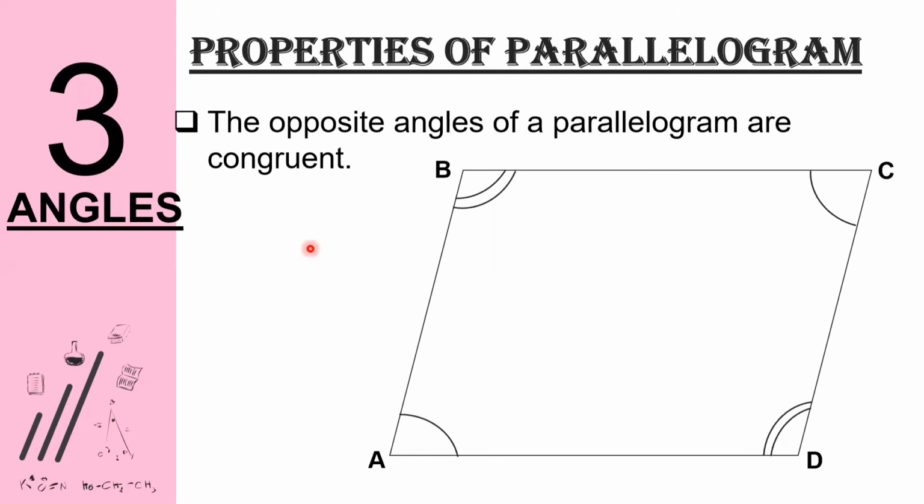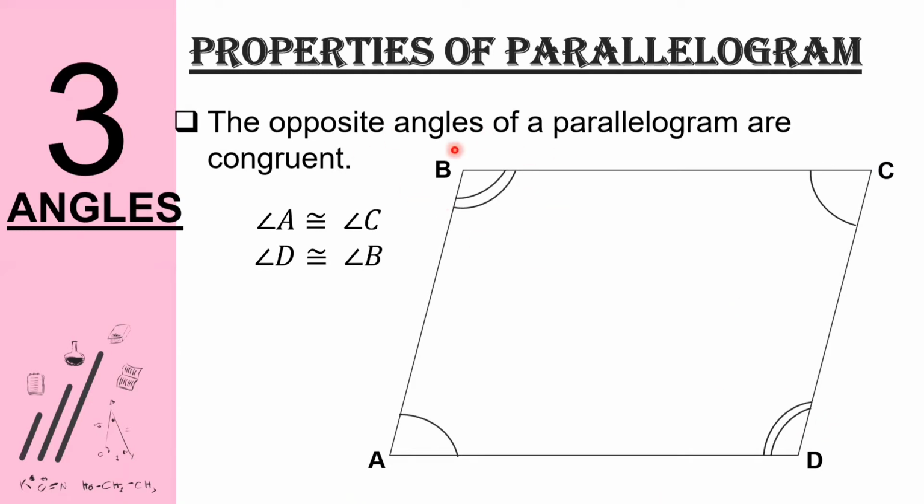Let's move on to the third property of a parallelogram. So we have here four angles. The opposite angles of a parallelogram are congruent. So the opposite angles that we have is angle A is opposite to angle C and angle D is opposite to angle B. So sabi niya dito, opposite angles of a parallelogram are congruent, meaning to say angle A is congruent to angle C and angle D is congruent to angle B.